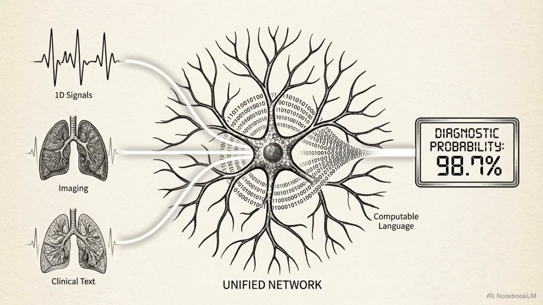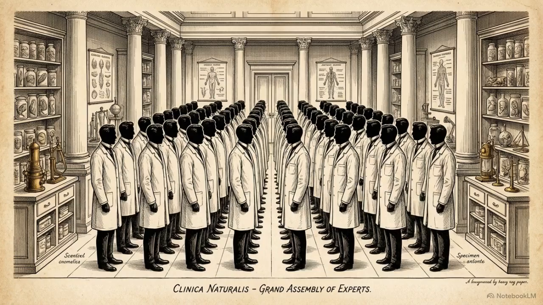Multimodal foundation models are systems trained on diverse data types simultaneously, allowing them to cross-reference different formats in real time. In this unified system, an ECG waveform, an MRI scan, and a text report all flow into a single network node. The model weighs all three streams at once to produce a singular diagnostic probability score. By translating signals, images, and text into one computable language, deep learning aims to scale the holistic diagnostic expertise of the physician to every patient instantly.